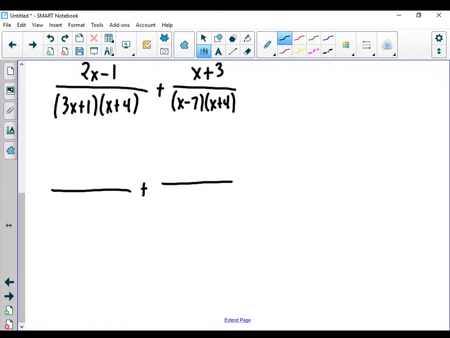All right, well, when I look at those two denominators, the first thing I notice is they both have x plus 4s. So I know for sure that I'm including x plus 4. After that, I'm just including any other terms that at least one of them has. So we had 3x plus 1 in the first one, so I've got to make sure I include 3x plus 1. We had x minus 7 in the second one, so I need to make sure we include x minus 7.